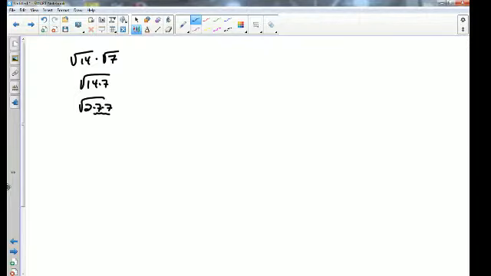Seven times 7 is 49, right? What's the square root of 49? Right, so there is your final answer. There are two of them, it's a square root. That's one way to think it through.